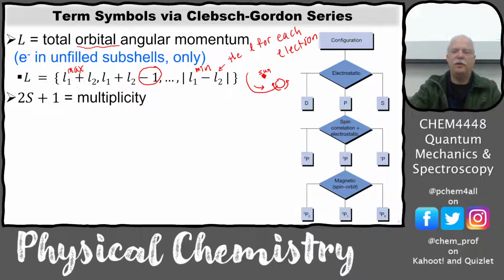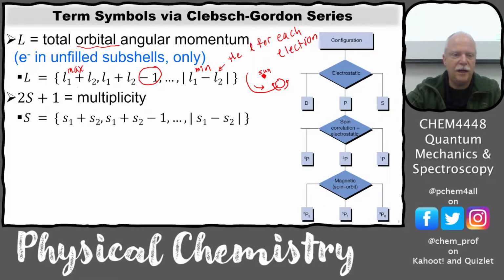Okay, so then we have the multiplicity. This is the spin correlation plus the electrostatic piece. And so that's net spin of the electrons. We're going to be adding that up. And so this S, again, has a max and min with -1 in between. This is typically plus 1/2 and plus 1/2, all the way down to plus 1/2, minus 1/2.